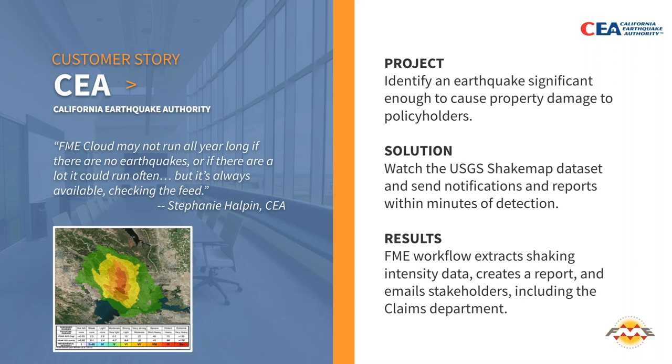So to do this, they use FME to monitor the USGS ShakeMap dataset. It has an email notification service. And when new maps become available, the system immediately identifies if earthquakes in their coverage area are strong enough to pose significant damage. And if so, the workflow extracts shaking intensity data from shapefiles, places it into a report, and emails stakeholders, all within minutes of earthquakes being detected.